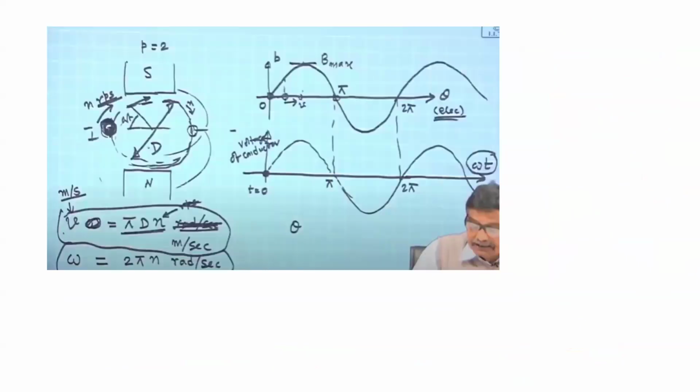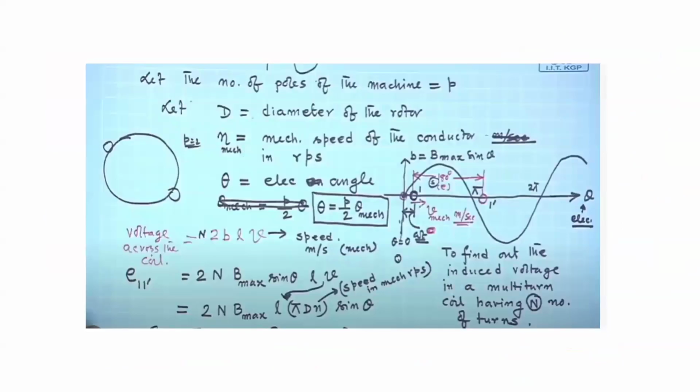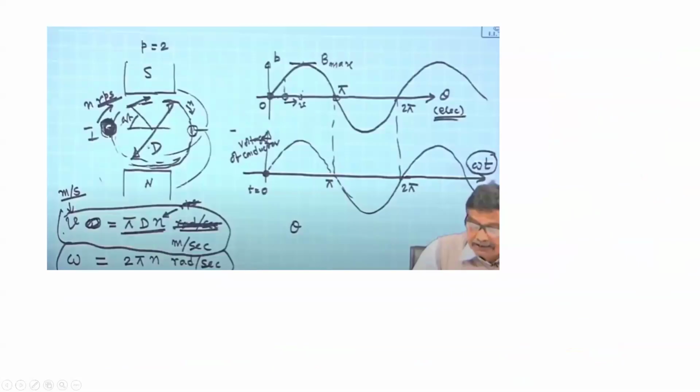Now we will derive the expression of EMF voltage. Let us now see that. First of all, what is the velocity in meter per second? Let us say n is the number of rotations per second, also written as RPS. So what will be the velocity in meter per second? We have to find. So how will we find it?